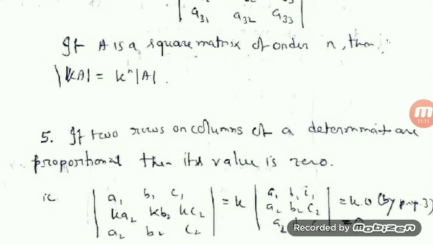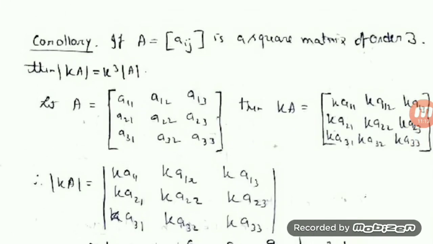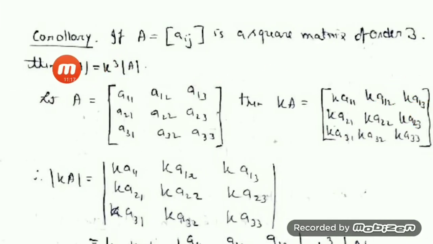If a row or column has a common factor, we can take it outside. So from here we can derive a result. Suppose as a corollary I have written it, this is not a property, but an application. Here I am taking A equal to Aij, a square matrix of order 3. Then if I multiply A by K, that is scalar multiplication of A by K, then 3 K's will come out. That becomes K into K into K, which is K cube into determinant of A.